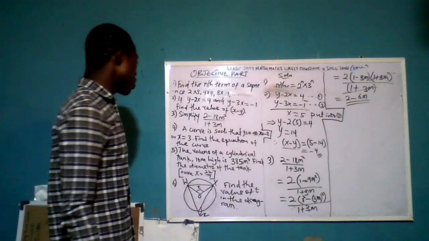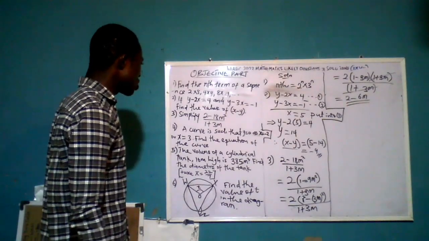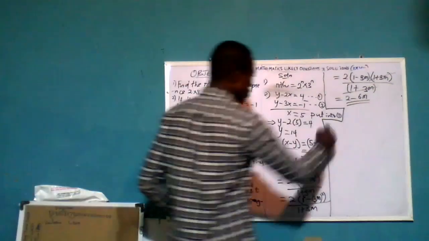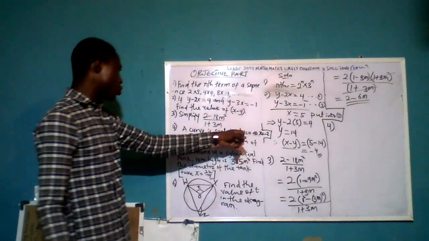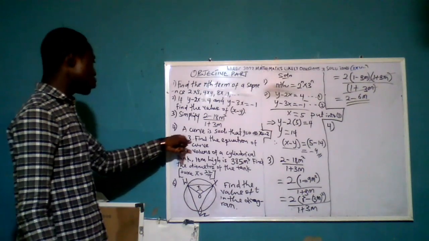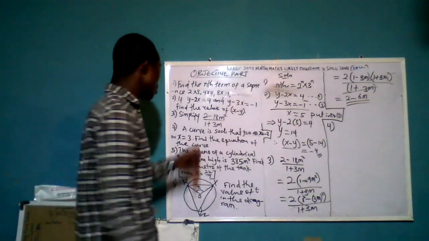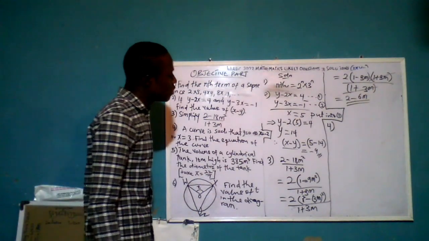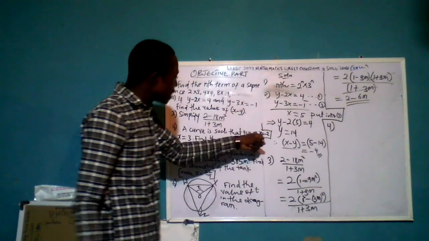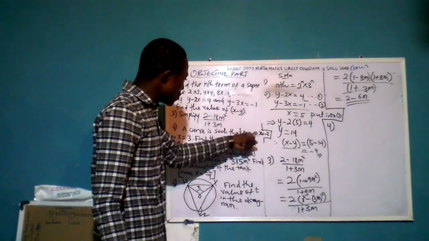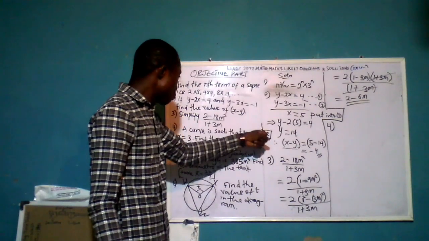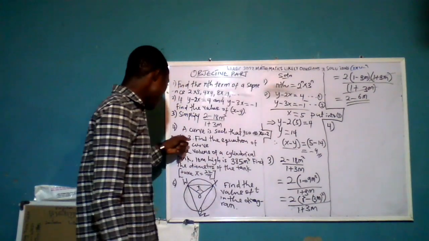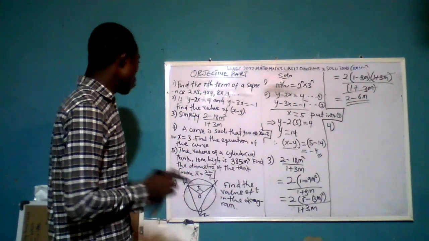Now let's look at question number 4. A curve is such that y is equal to 0 as x is equal to minus 2 and x is equal to 3. We have to find the equation of the curve. Now to find the equation of the curve, having been given that as y equals 0, we have x to be equal to minus 2 or 3. That's the curve of a quadratic equation now.